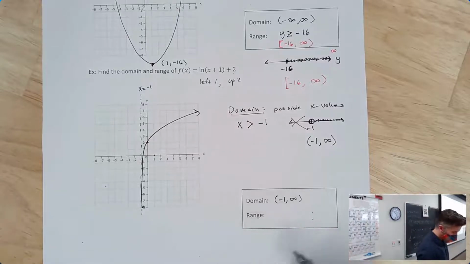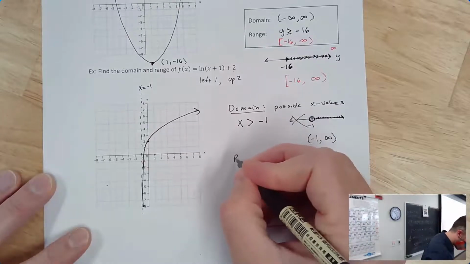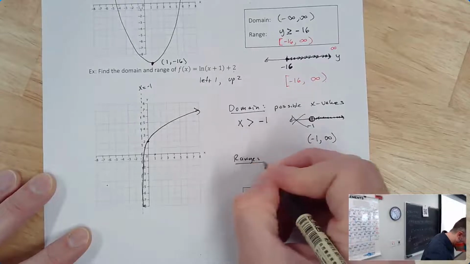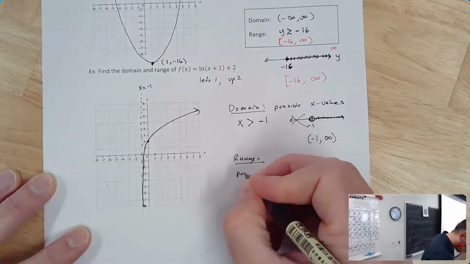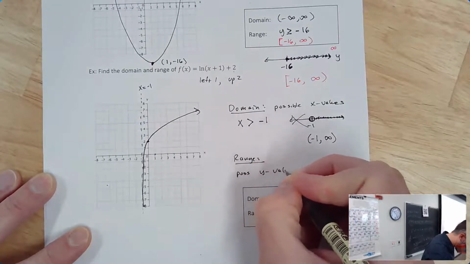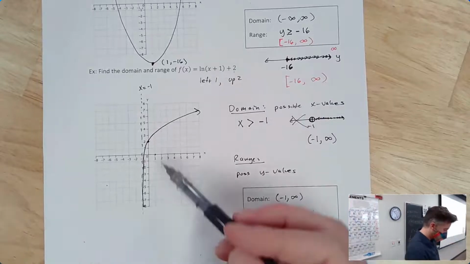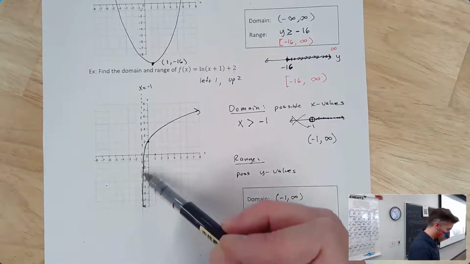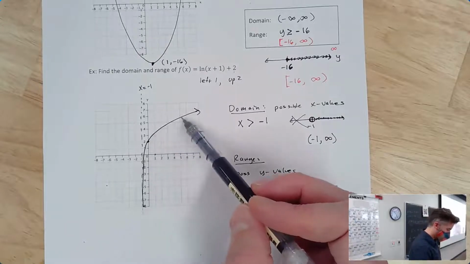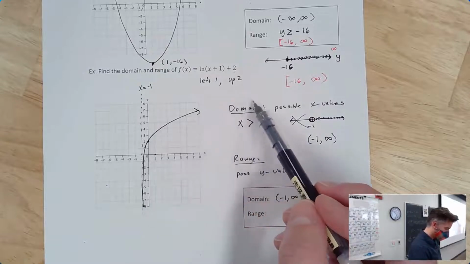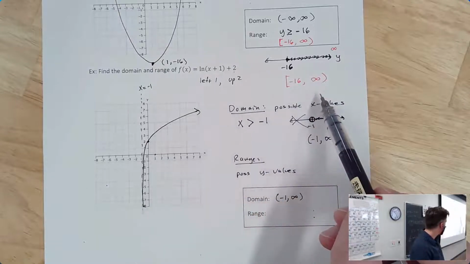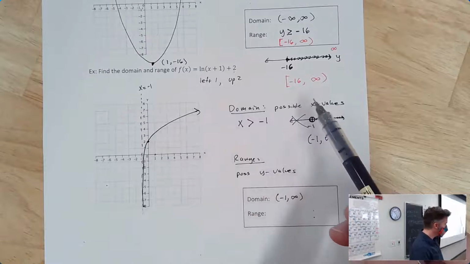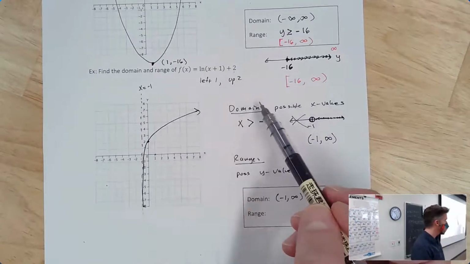Range, on the other hand, here is not too terrible to see. Right, it's all the possible y values. And let's see, the y values go down as far as you want, to negative infinity. How high up do my y values go? It is infinity. It kind of looks like it could maybe flatten out at some point, but it doesn't ever.